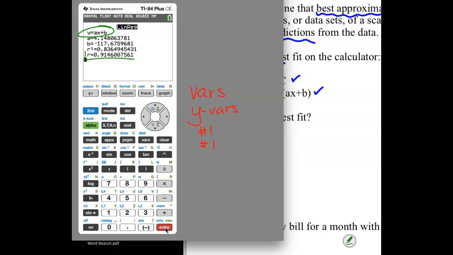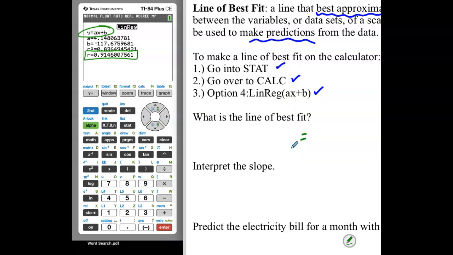I do want to point out this. That is called your correlation coefficient. That is telling you how strong or weak the correlation is. So we are going to need that value. So what I'd like you to do is jot down in your notes. We have the equation y equals 4.148x minus 117.676. We'll round to 3 decimals. And make a note that our R value is 0.915.